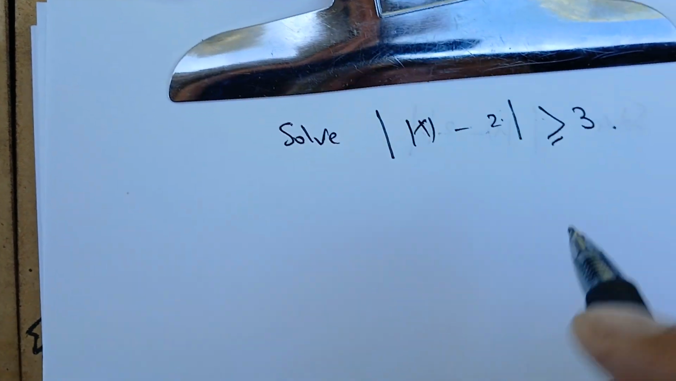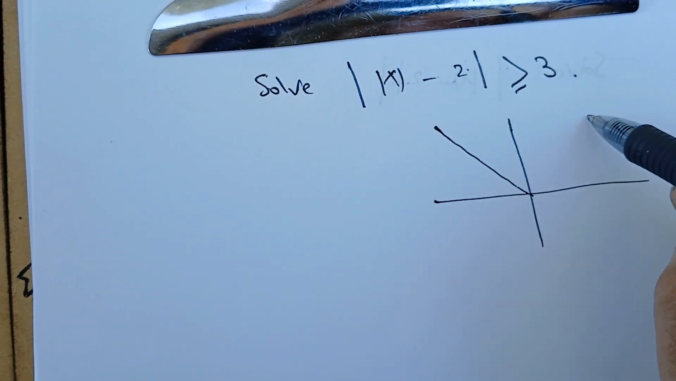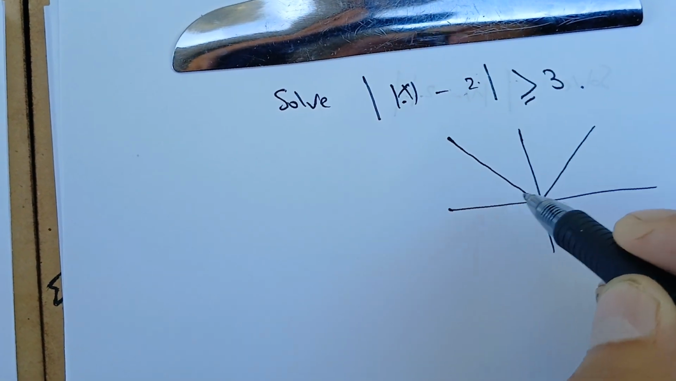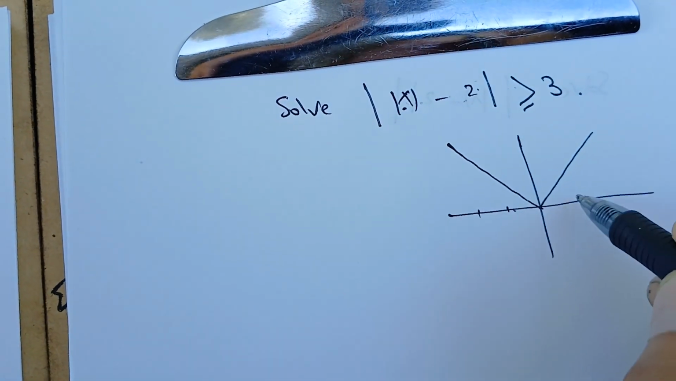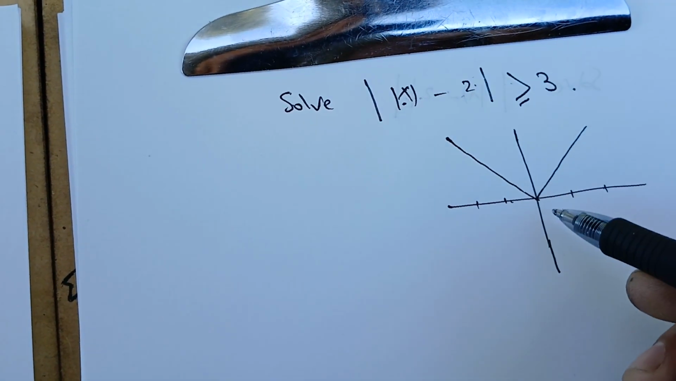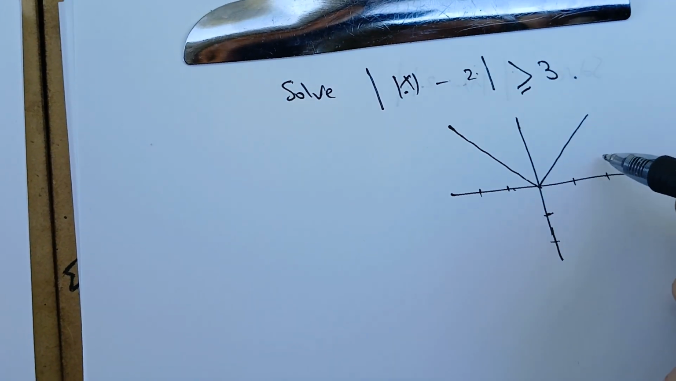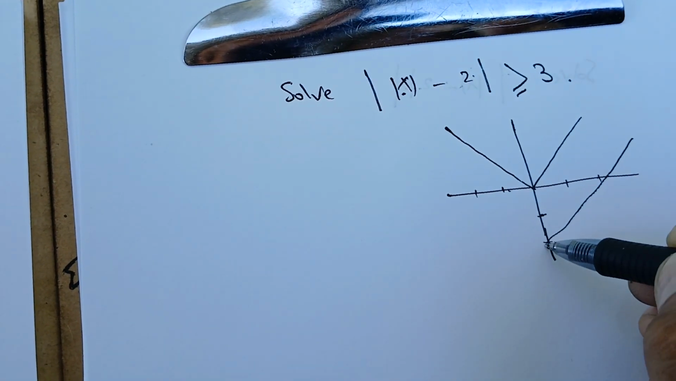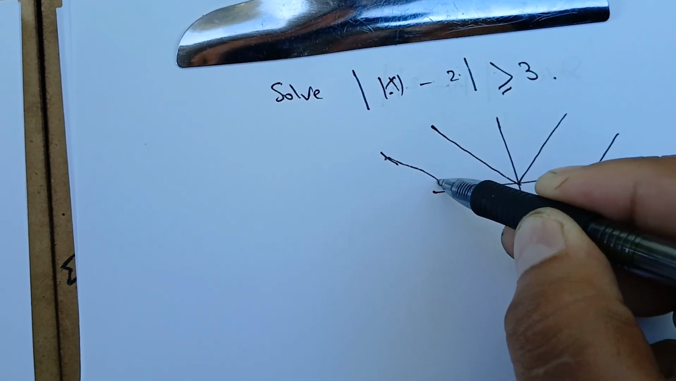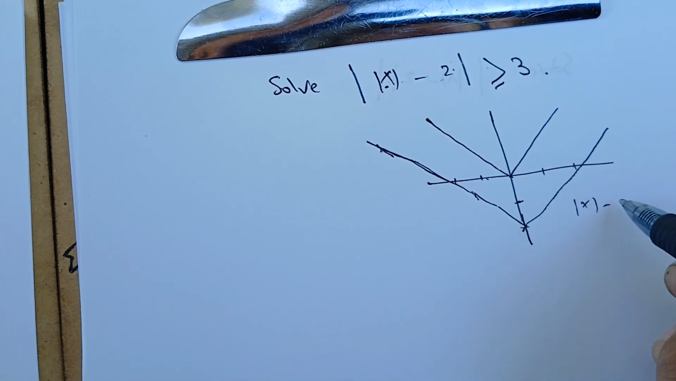First, we need to graph the absolute value of x. So we know this is the graph of the absolute value of x. The absolute value of x minus 2 is just the absolute value of x shifted 2 units down. Let me do it nicely here. So this is the absolute value of x minus 2.